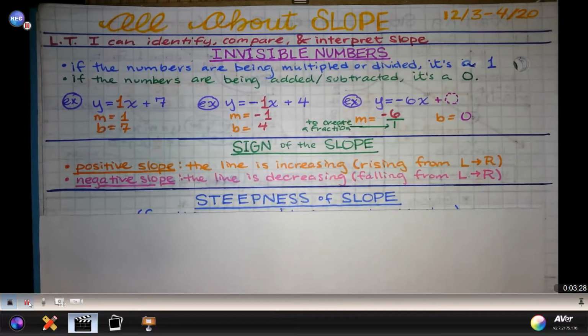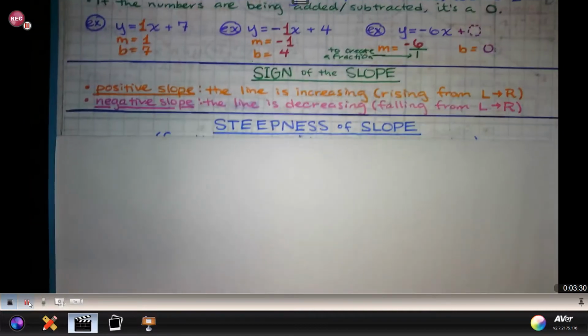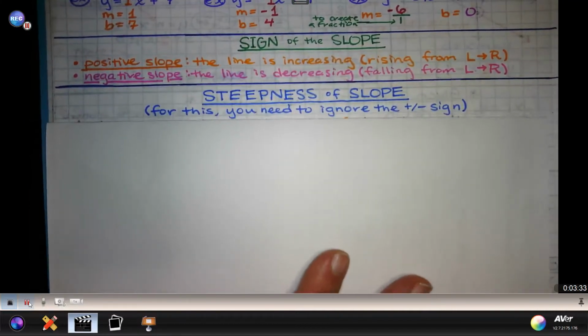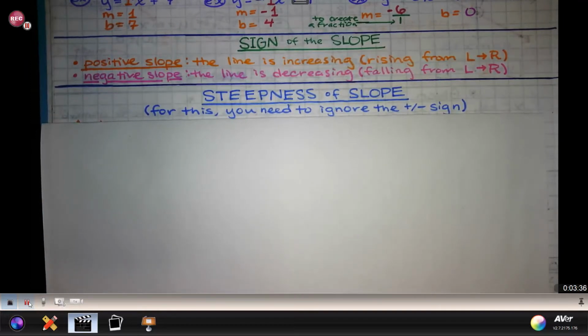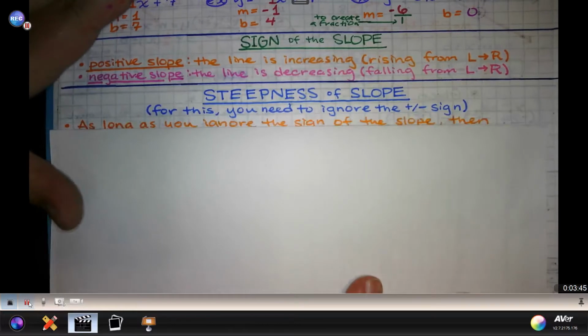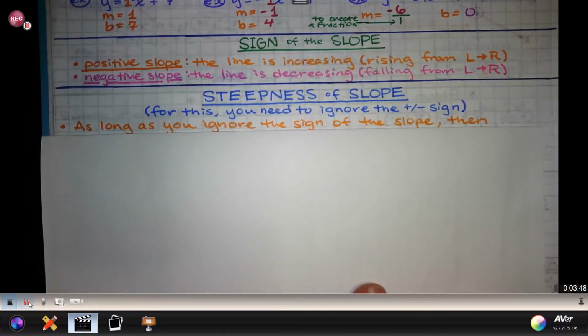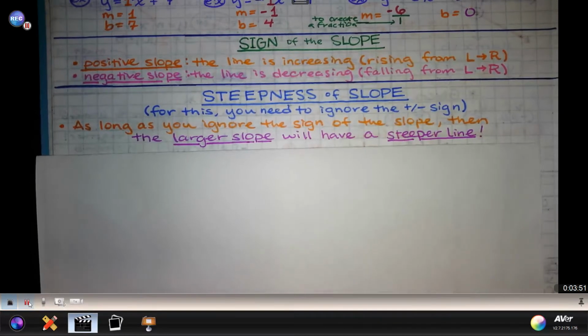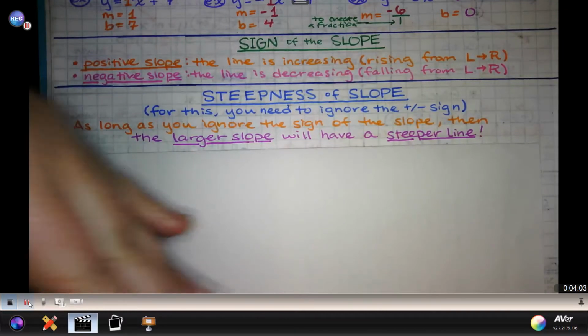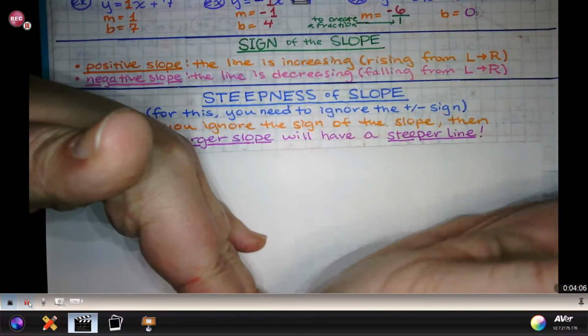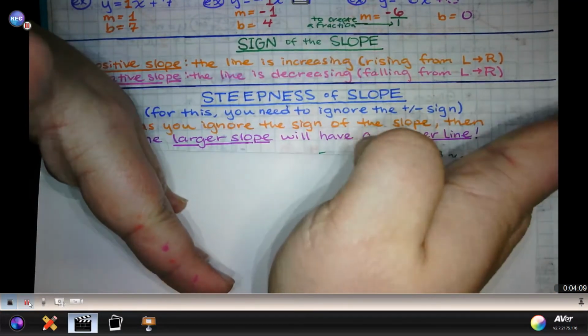Then we have the steepness of slope, which again will refer back to rate of change. And for this, what we want to do is ignore the sign. So drop that plus or minus, it doesn't matter, because what matters is what we call the magnitude of the number, or how big the number is regardless of plus or minus. So again, as long as you ignore the positive or minus sign of the slope, then the larger slope will have a steeper line. Okay, so just like rate of change, but you need to, again, drop the negative, because don't worry about comparing whether it's increasing or decreasing, because a decreasing line can be steeper than an increasing line, right? It can be really steep downhill and only a little steep uphill.